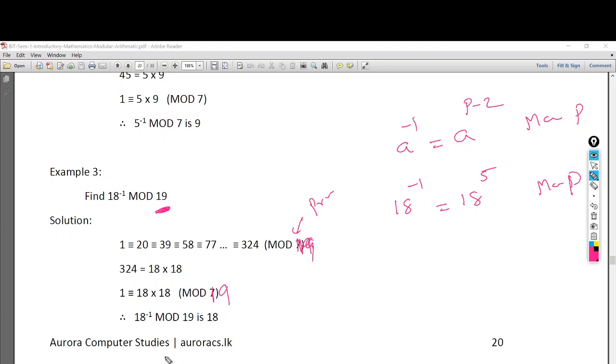Okay, mod 19. So the 18's inverse in mod 19 is again 18. So we got it from this approach. We got the same answer from the Fermat's little theorem as well.